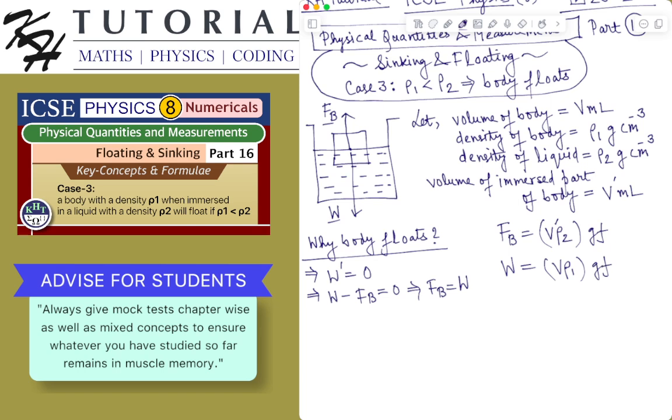So now, the condition for the body floating is always that the buoyant force is equal to the weight. Let's see what we get from this fact. What information do we get if the buoyant force has to be equal to the weight? So the buoyant force is V dash ρ2. This much should be equal to V ρ1.